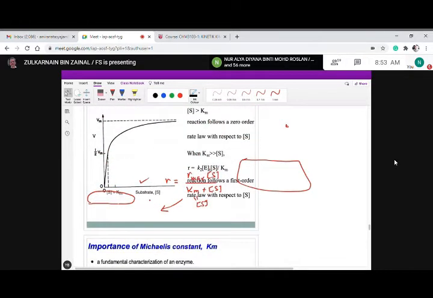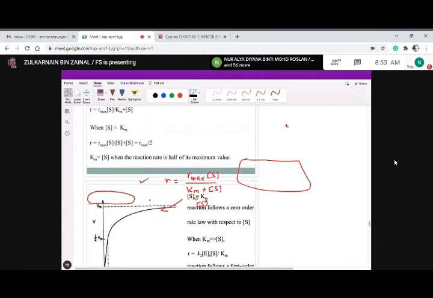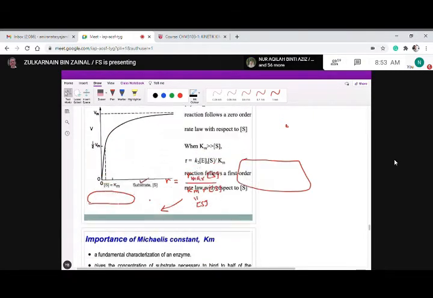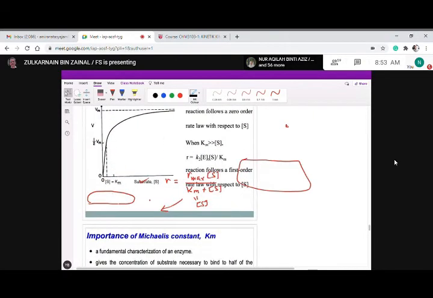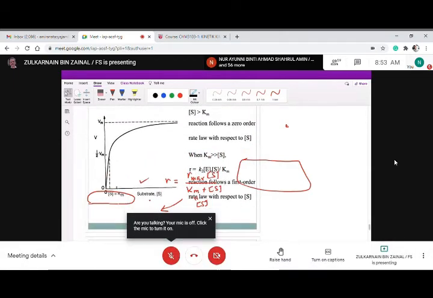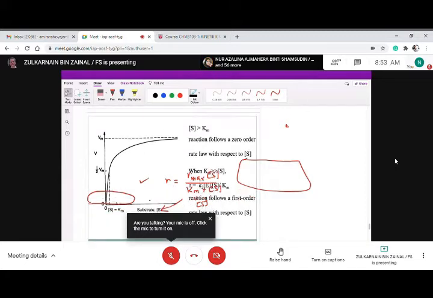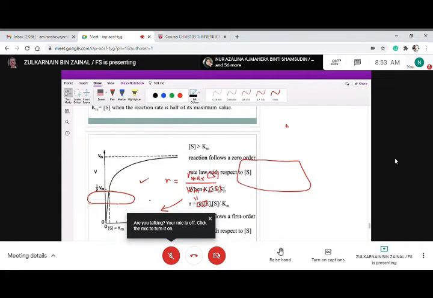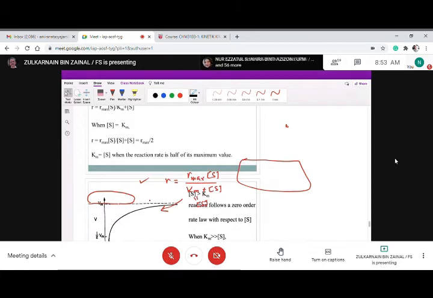So, okay, let's go to this one. Very sorry about that, because that thing is following me because of the memory of the computer.